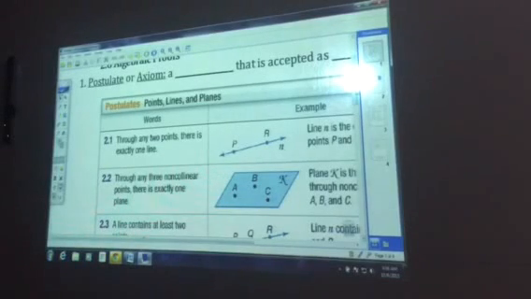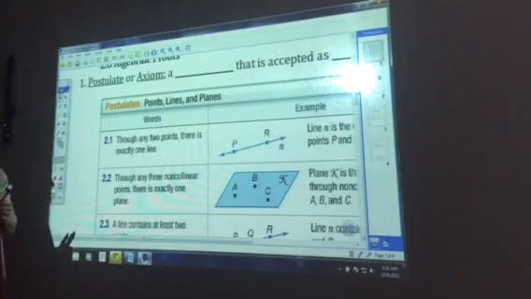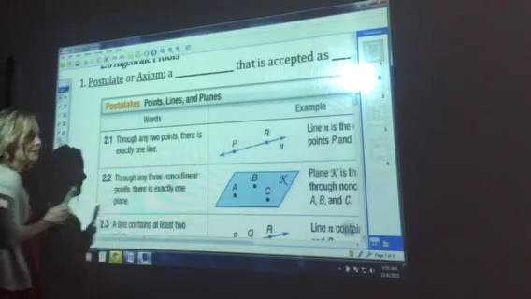Today we're going to start talking about proofs, okay? And to do that, we're going to first start given some postulates and some theorems. A postulate or axiom is a rule that is accepted true without a proof, okay? The first one that we're going to talk about says, through any 2 points there exists exactly one line.